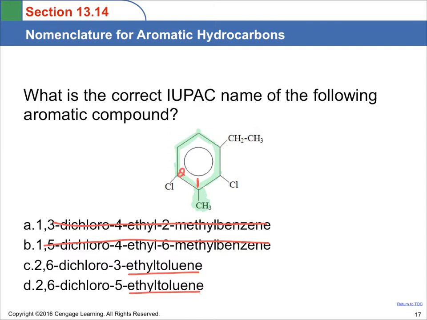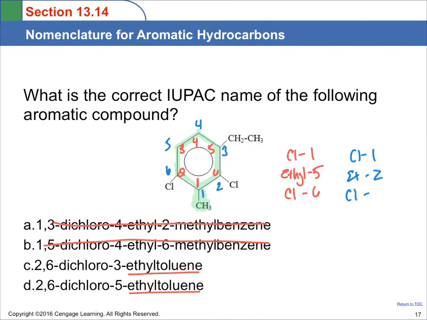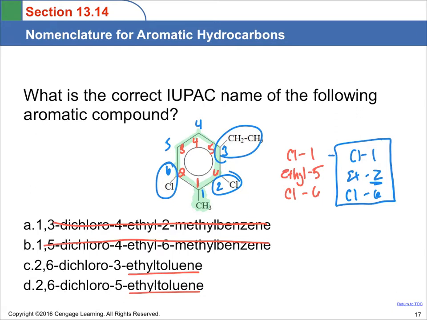If I go clockwise, that puts the chloro on 1, the ethyl on 5, and another chloro on 6. If I go the other direction, I have a chloro on 1, the ethyl on 2, and the other chloro on 6. So the blue numbering system puts the second group, since the first one's a tie, on the lower number. So we're going to use the blue numbers. So that means we have 2,6-dichloro, 3-ethyl, and then the toluene. So that is going to be answer C.